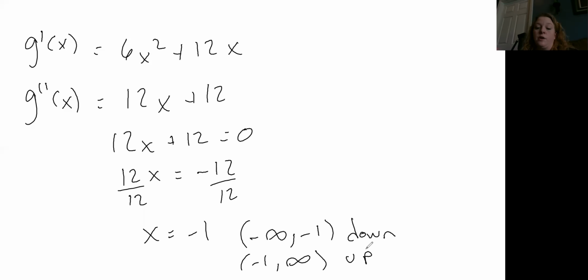Now, if you were dealing with a graph that you didn't know the shape, then you could take a number less than -1, plug it in to the second derivative. If it came out negative, you'd be concave down. Came out positive, you'd be concave up. Okay, any questions on that one, Jordan?